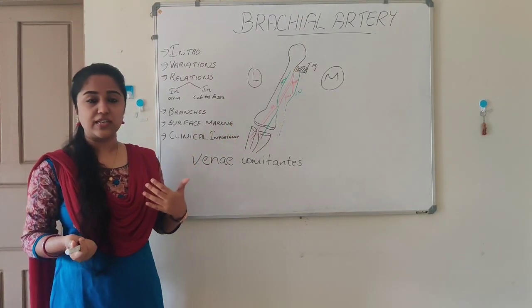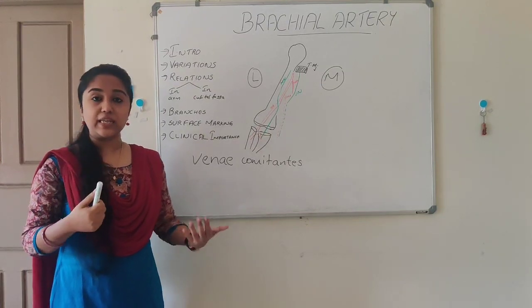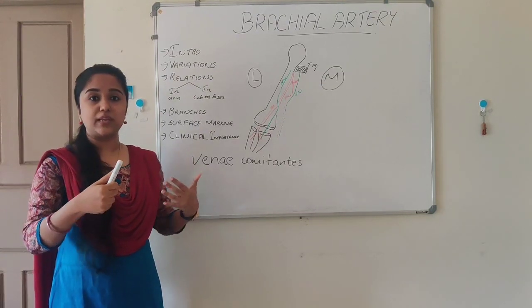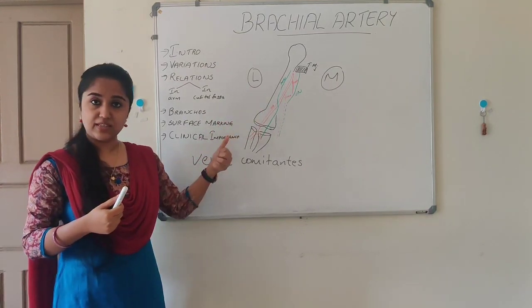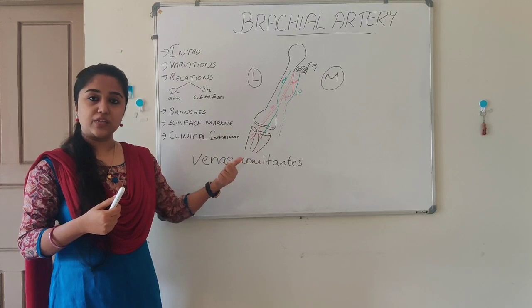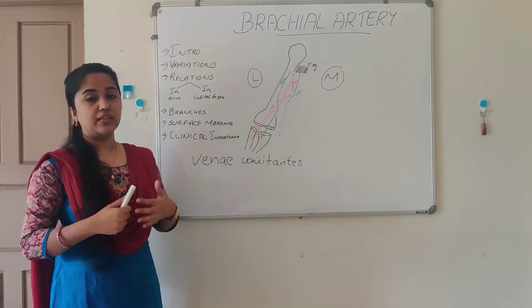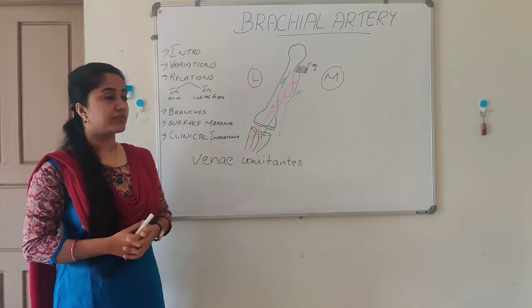In conditions like bleeding in an artery distal to the brachial artery, you can apply pressure at this region by compressing the brachial artery against the shaft of humerus. That is an applied importance of that region.